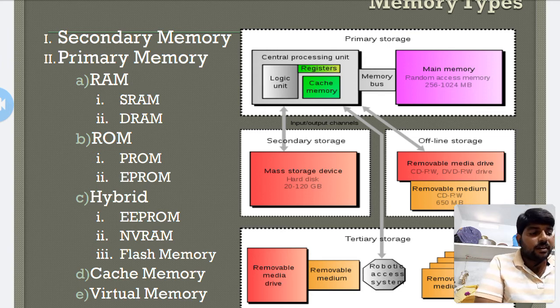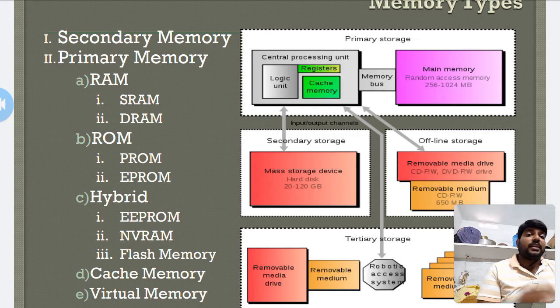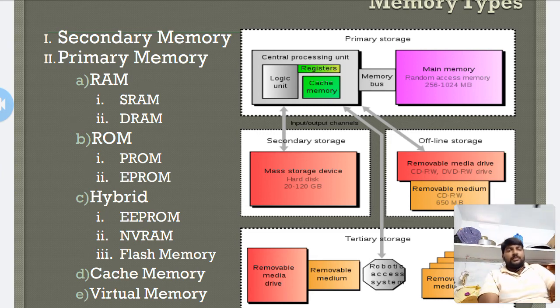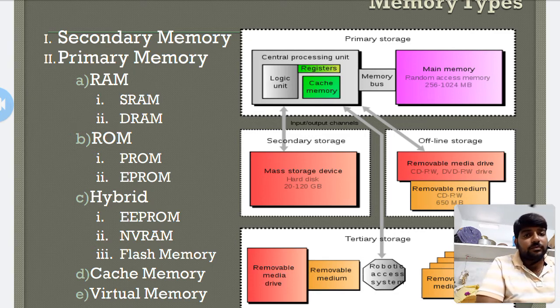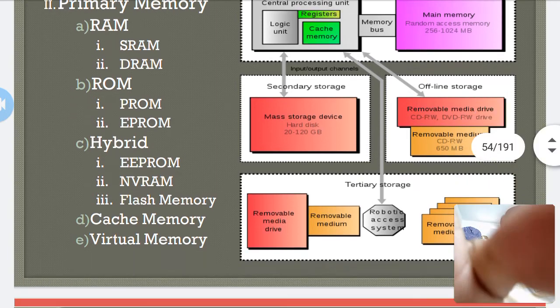Coming to the second one, read only memory, ROM, which is again divided into five types. The first one is programmable read only memory, the second one is electrically programmable read only memory, the third one is electrically erasable programmable read only memory, the fourth one is non volatile random access memory, and the fifth is flash memory. These are the types of ROM, and then the cache memory and virtual memory. These are the types of memories we are using in embedded system applications.